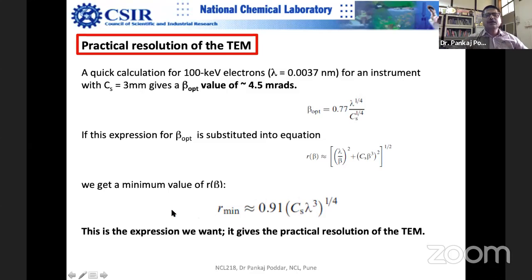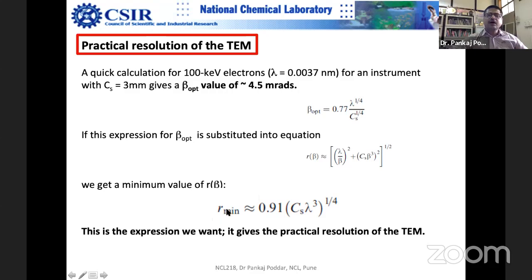So the minimum practical resolution limit is a good number to remember. After reaching all these, you can put these numbers back here and do a quick calculation: for 100 kilo electron volt with Cs equal to 3 mm, this gives beta optimum around 4.5 milliradian.